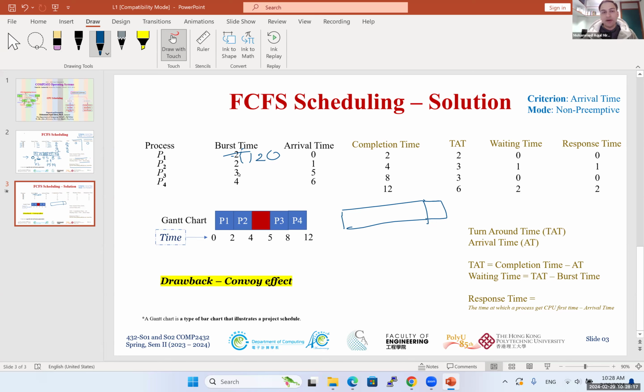So this is the drawback of your first come, first serve scheduling algorithm. So we'll try to see in the next class the shortest remaining time algorithm.